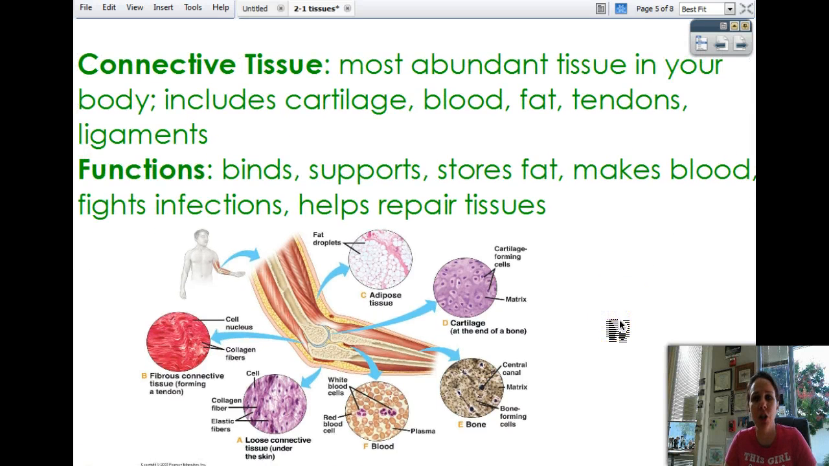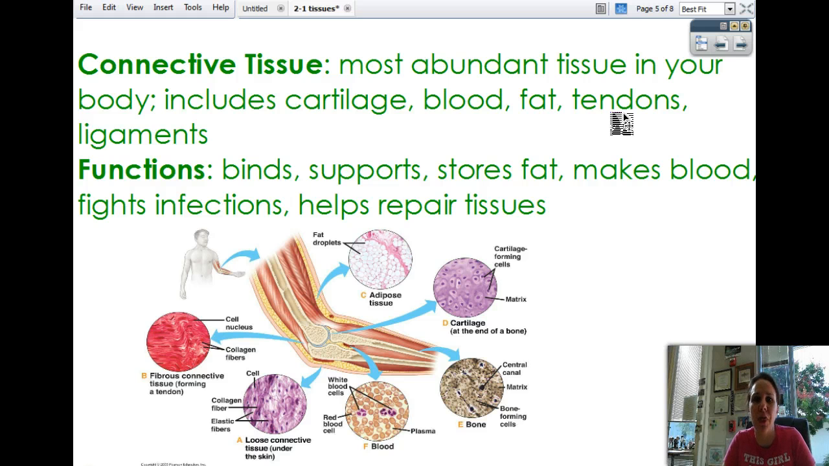Okay, connective tissue is the most abundant type of tissue that you have in your body, and it includes things like cartilage, so like your nose and your ears are all cartilage, that's connective tissue. Your blood, the only liquid tissue that you have in your body. Fat, yeah, well you know where fat's at, is also connective tissue. The tendons and ligaments that hold together your bones or attach your muscles to your bones, all connective tissue as well. So what are the functions of them?